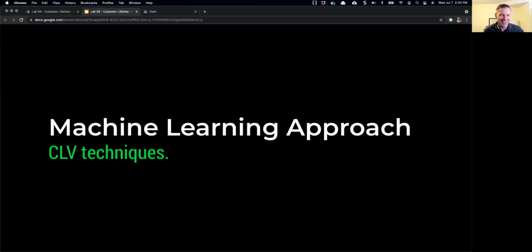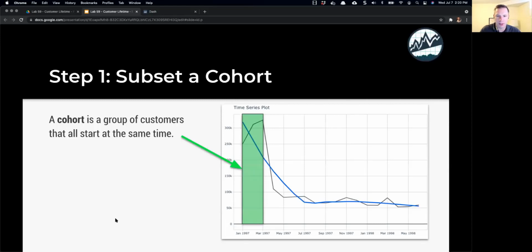This is great. Let's talk more about this machine learning approach to customer lifetime value modeling. I use machine learning, and there are a couple of different steps that I'm going to go through at a high level before we jump into the code.